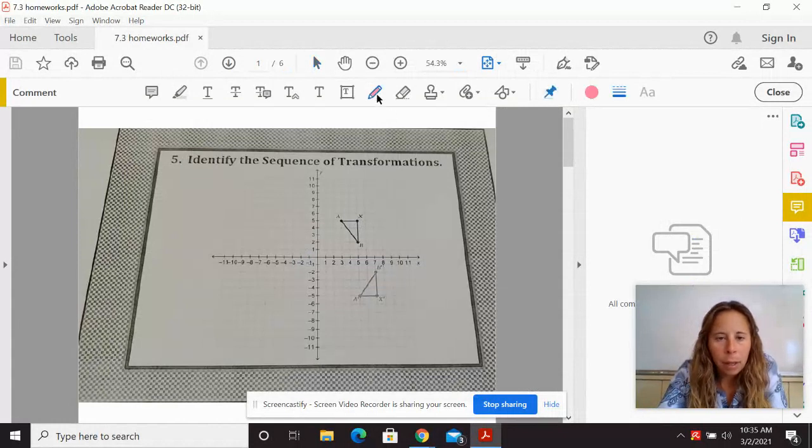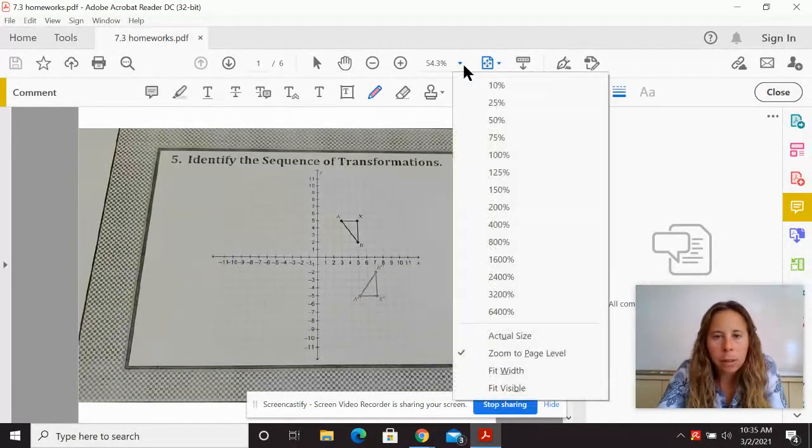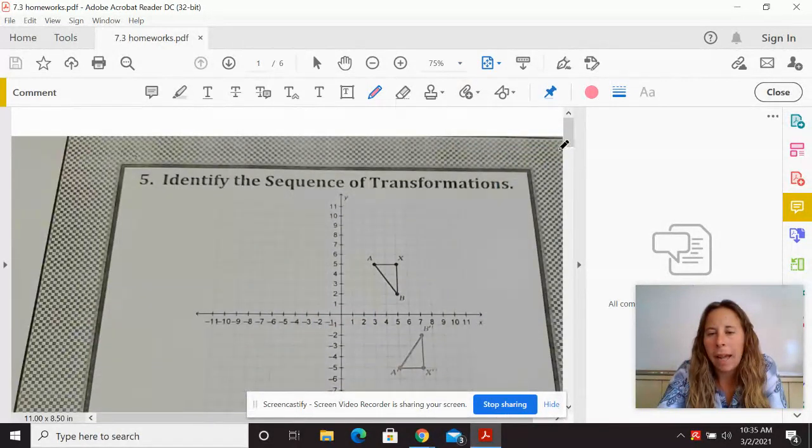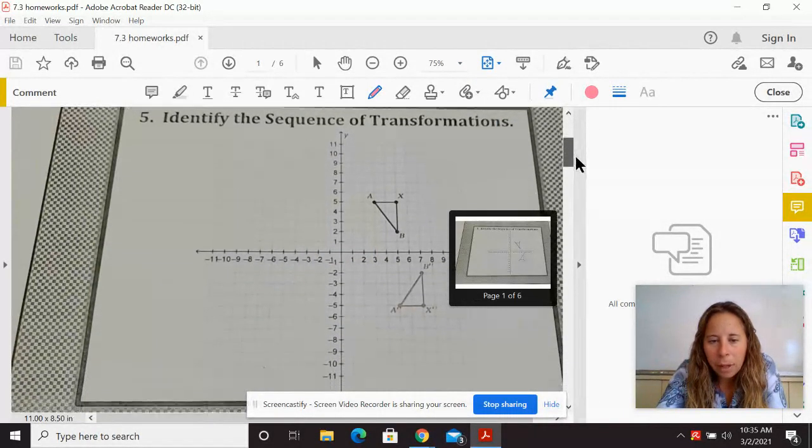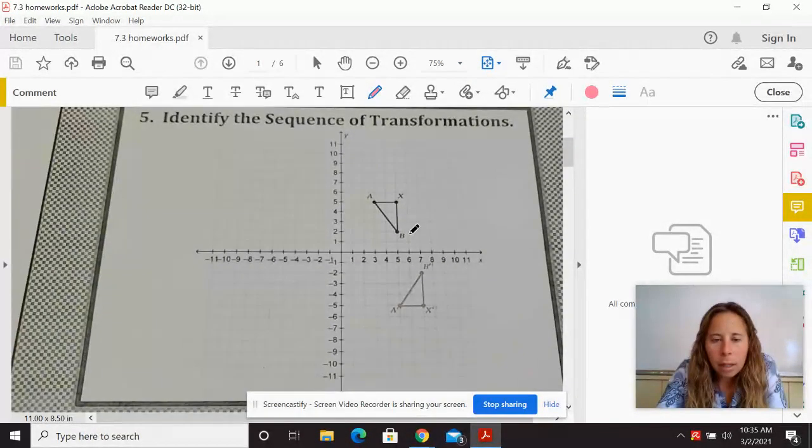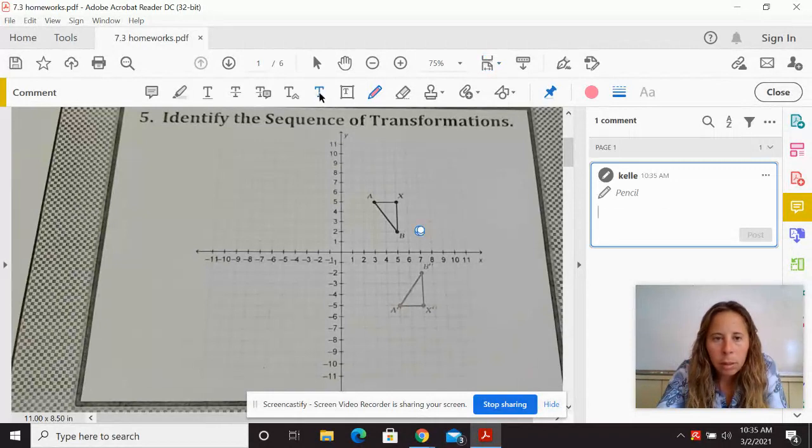Let me zoom in just a little bit. Okay, I want B and B2 to line up, right? So I'm going to start out by moving 2 to the right. 1, 2. So that's my new B point.